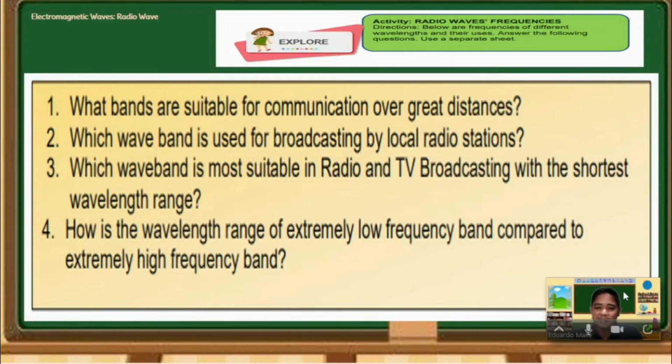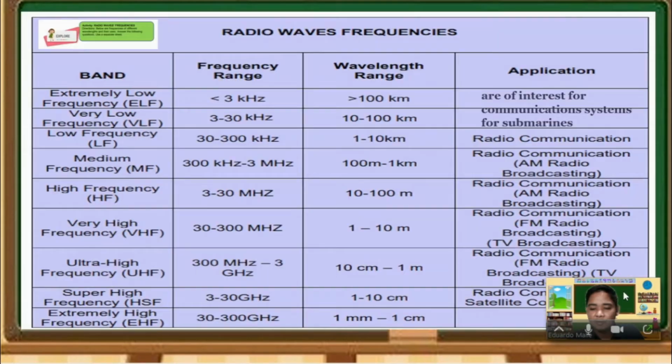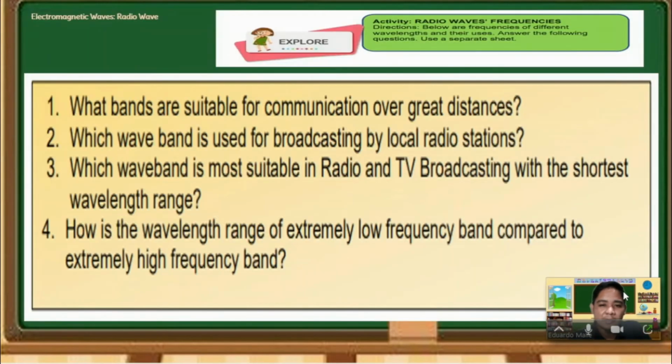Let us now proceed to these exploratory activities. Based on this table, you may now answer these 4 questions. Okay, the direction. Below are frequencies of different wavelengths and their uses. Answer the following questions. You may use a separate sheet or you may answer it in your activity notebook. Okay, number 1. What bands are suitable for communication over great distances? Can you give me your answer?